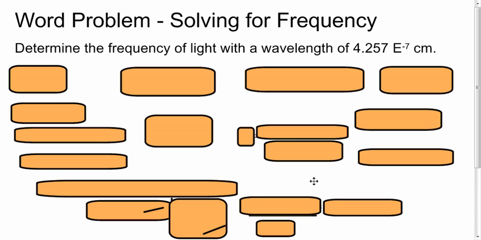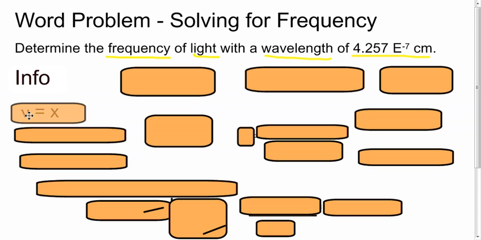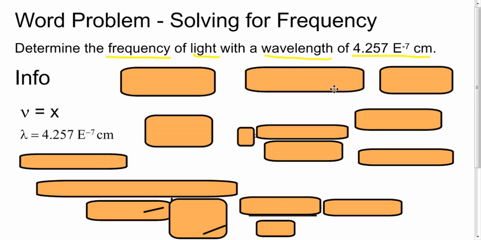Now, here we go. First problem, solving for frequency. I read the problem, and I know I'm solving for frequency because it says determine the frequency. I know the wavelength here is this, and I also know I'm dealing with light. So my info: I'm solving for frequency, so nu is x. I know my wavelength is this, and I know the speed is that because it's light.